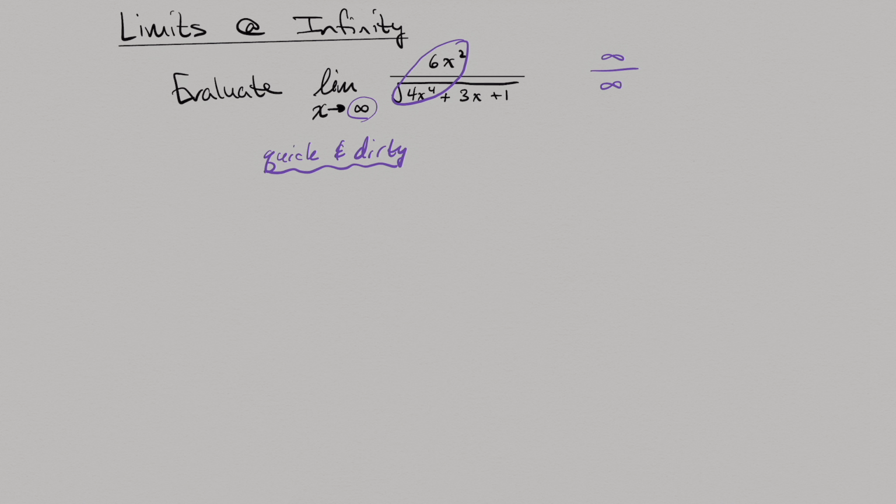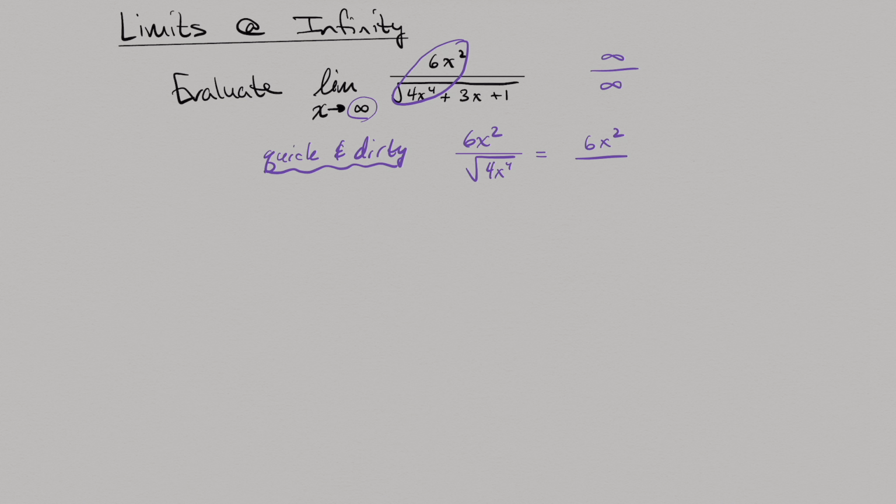So you're going to focus on the highest degree term in the numerator. So in this case, that's 6x squared. And you're going to focus on the highest powered term in the denominator, keeping the square root involved. So we have the square root of 4x to the fourth. And then we simplify from here.